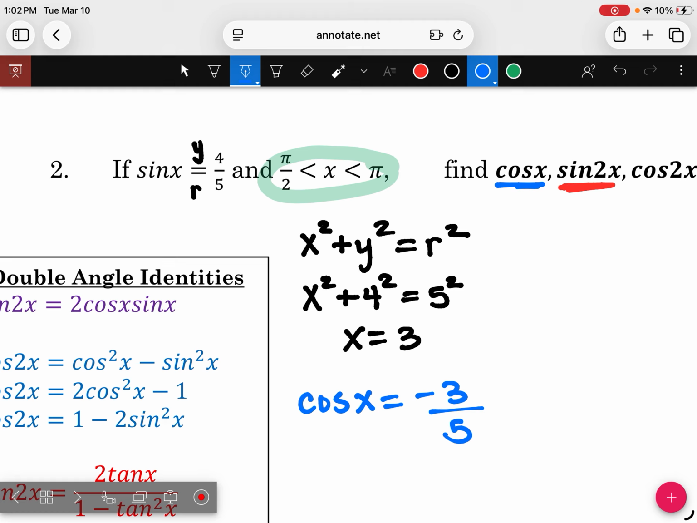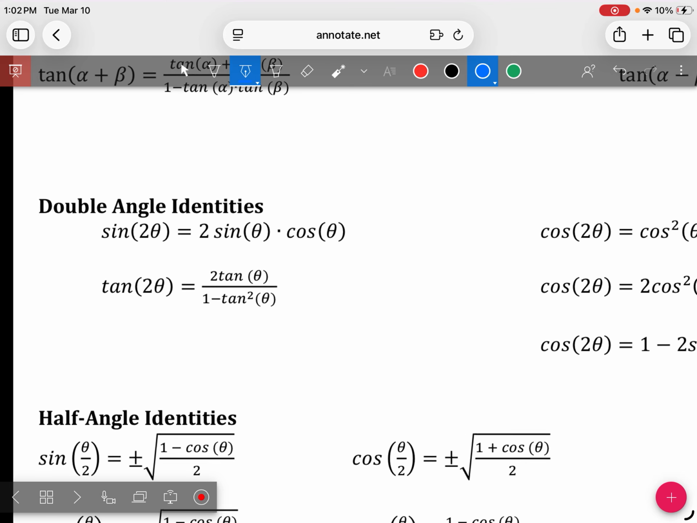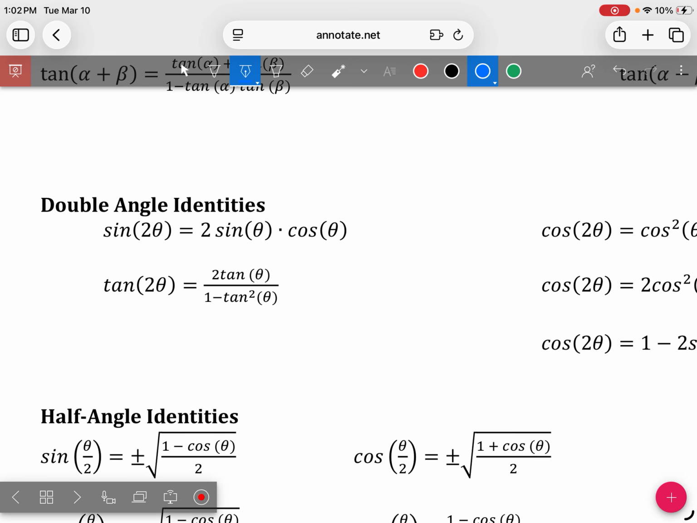So we figured out that x is 3. So cosine is 3/5. But because it's in quadrant 2, it has to be negative. Okay. Now it's asking us to find a sine double angle. So let's go to your paper. Sine double angle, there's only one option right here. This is my only formula. And again, you will get these formulas. You do not need to memorize them.